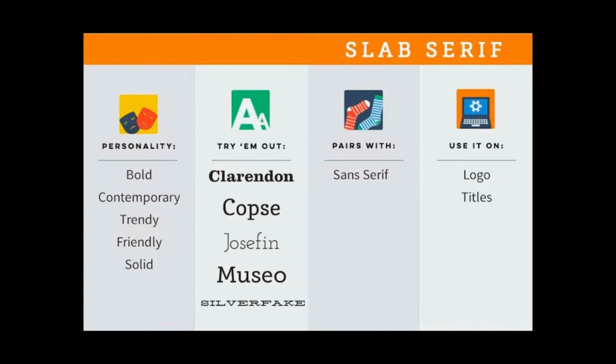The most common font of them all is Josefin. You can try them out later, and they pair the best with sans serif, a little informal with little informal, and you can see it used on a large scale in logos and titles as well. So here are a couple of logos which use modern fonts.